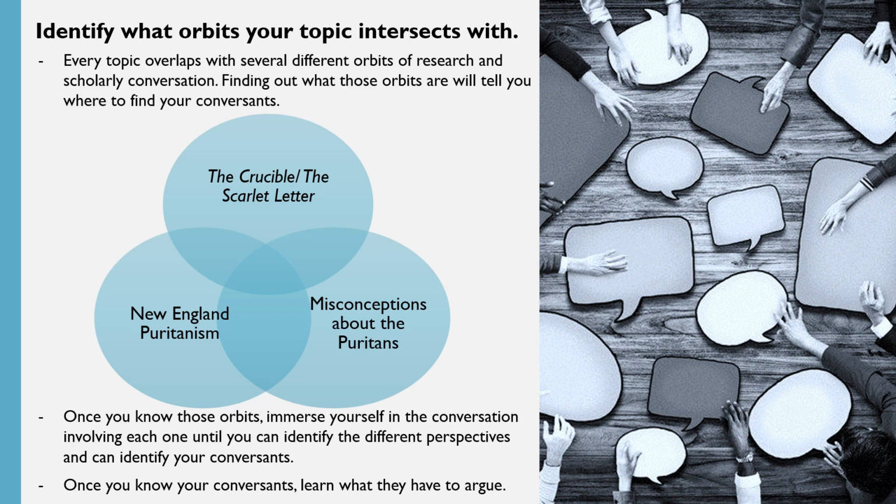Once you know those orbits, immerse yourself in the conversation involving each one until you can identify the different perspectives and can identify your conversants. Once you know your conversants, learn what they have to argue. This is where faithful reading and analysis are essential. There really are no shortcuts at this point. But with all your prior work, this stage in the process will take some time, but will not be disorienting or confusing.